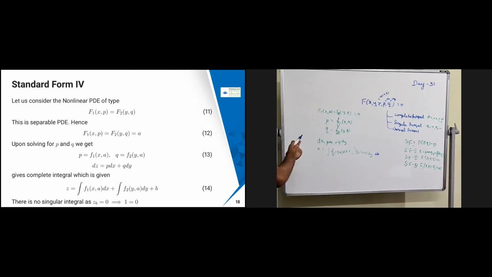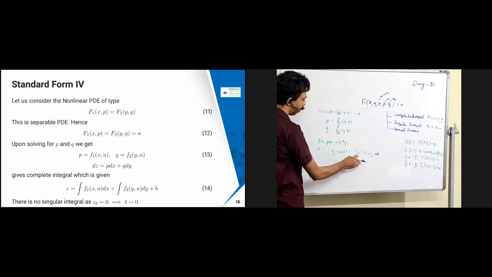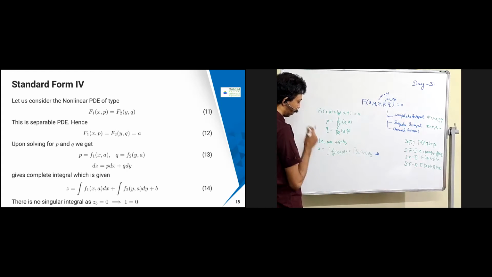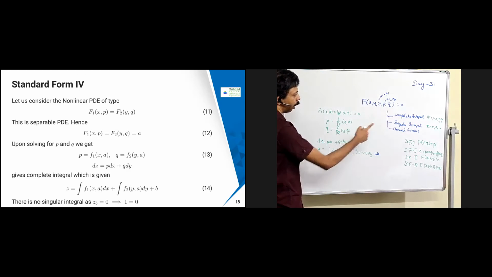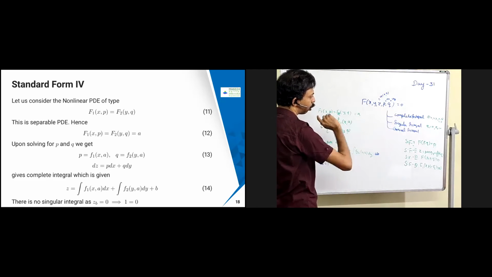Okay, so here already it is going to give you f1 of x comma a, so a will be involved, so I am just going to put some constant. Now if I put z b, this is going to become like 1. What I need to do is, for the singular integral, I need to put pi of a equal to 0 and pi of b equal to 0, and then I have to solve.